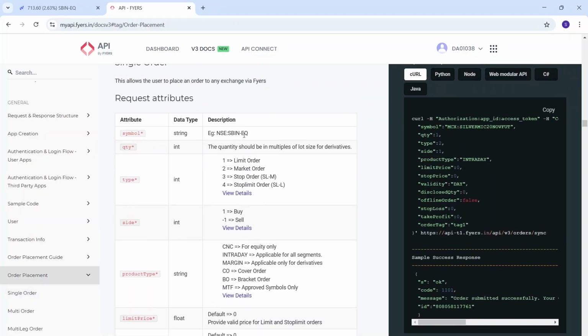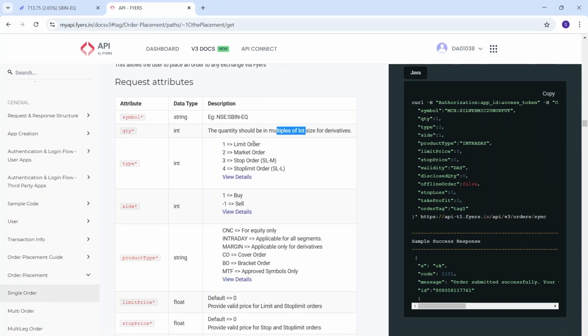The first thing is obviously we'll have to put the symbol. So we'll have to put the symbol, let's say SBIN, and it has to be in the correct format. Second is the quantity. It has to be an integer. And in case we are talking about derivatives, it has to be in multiples of lot sizes. Then is the type. Now there are four types.